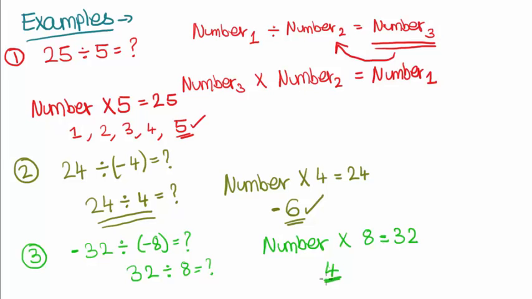Now, is it 4 or negative 4 is the question, because you're dealing with negatives in the original problem. But positive 4 is the correct answer, because when you refer back to the sign rules, you notice that when you're dividing two negatives with each other, you will always end up with a positive number. So positive 4 is your answer.